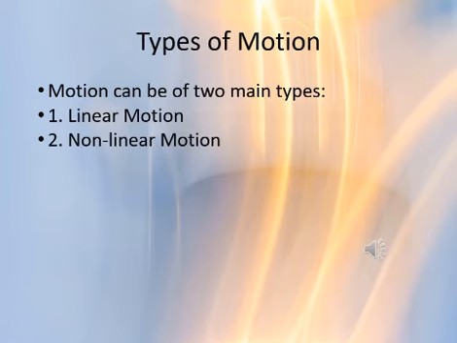Types of motion. Motion can happen in different ways. Scientists divide motion mainly into two types. The first one is called linear motion, which means moving in a straight line. The second type is non-linear motion, which means movement that does not follow a straight path. We will learn more about each type in the next slide.